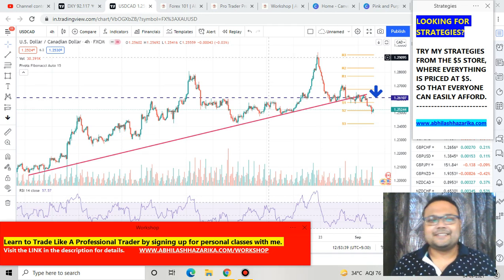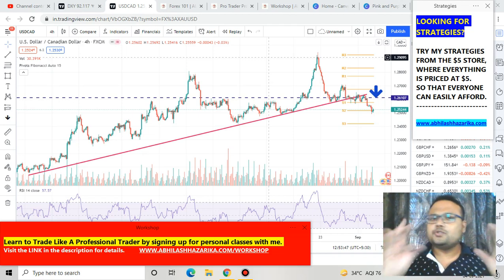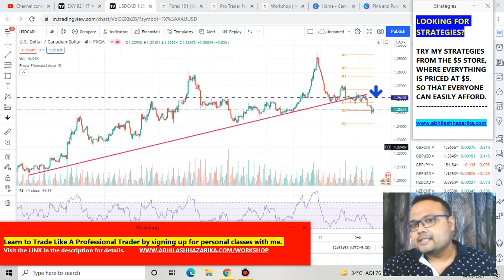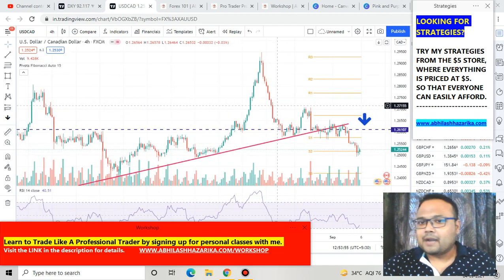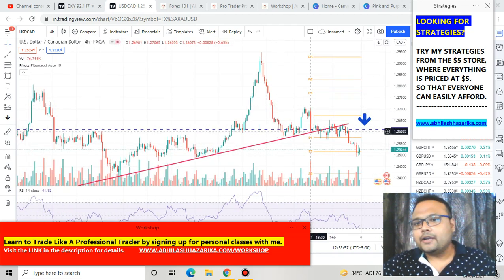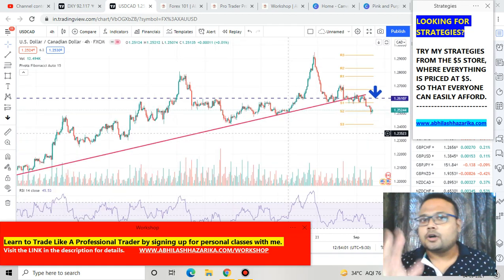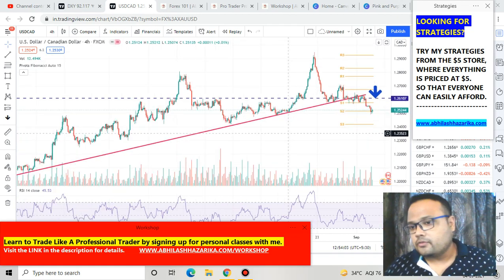So let's get started. This is the 4-hour chart of USD CAD in front of us right now, and as you can see, USD CAD was in a beautiful uptrend, a sweet, trending chart I would say, respecting a trend line as a support. But right now you can see that the market has broken the support and is trading below the trend line.